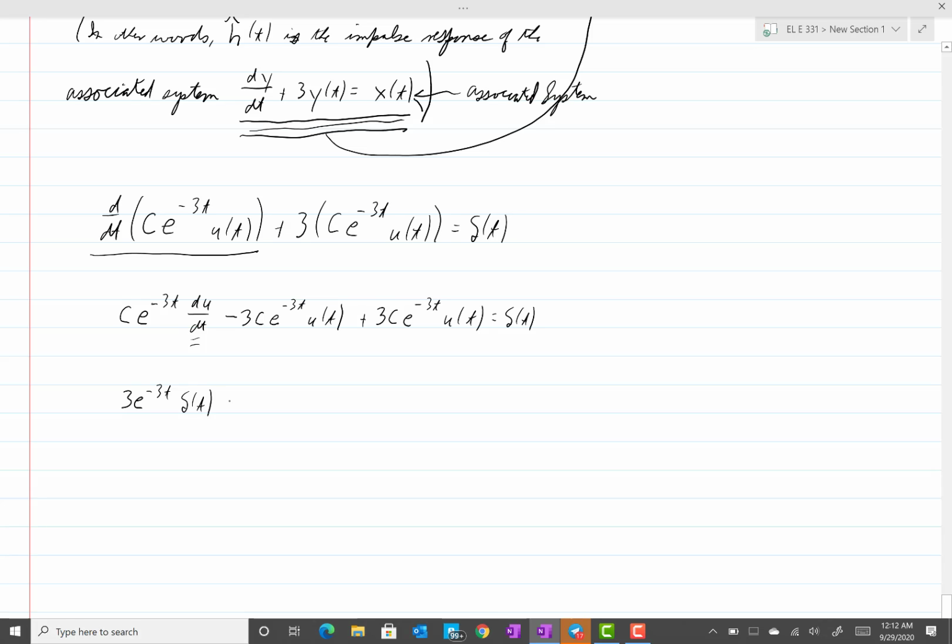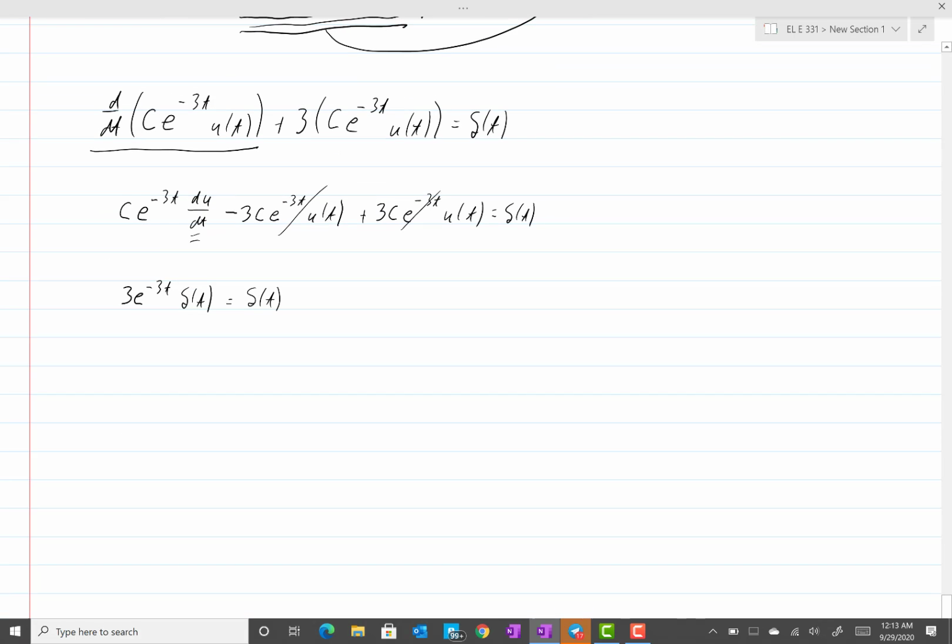And then notice that the next two terms cancel. Remember that we said in this process we always look for cancellation to occur at this point, and here you see it right here. Those two terms cancel out. And so we have this. Now remember, on the left-hand side, we said that f of t times delta of t is the same thing as f of 0 times delta of t.